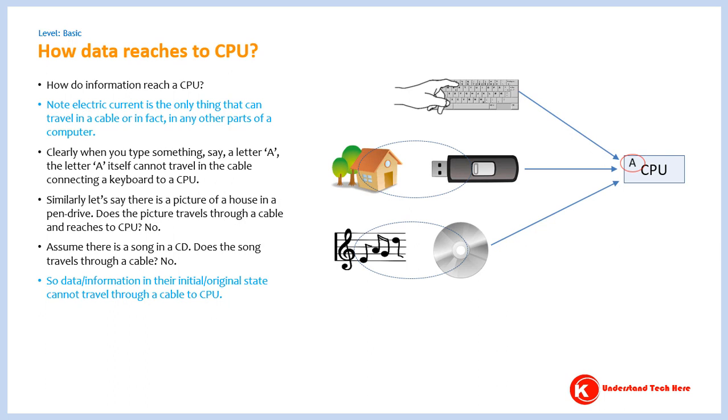Similarly, let's say there is a picture of a house in a pen drive. Does the picture travel through a cable and reach the CPU? Like shown here? No. I mean, how can a picture travel in a cable? Assume there is a song in a CD. So again, the question is, does the song travel through a cable? Like shown here. Clearly no. So remember, data and information in their initial original state cannot travel through a cable to the CPU.